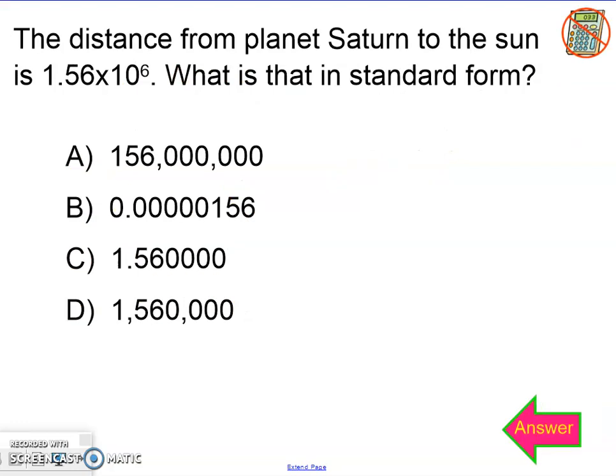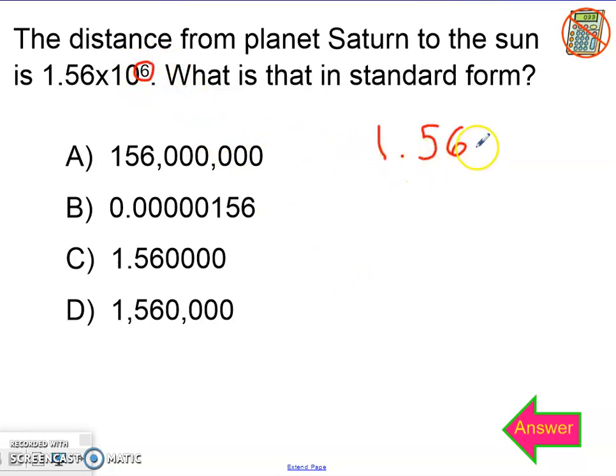Number 2, the distance from planet Saturn to the Sun is 1.56 times 10 to the 6th power. What is that in standard form? So now it wants me to take this number in scientific notation and convert it back into standard form. So I know I need to take the number 1.56, and I'm going to move the decimal as many times as the exponent tells me. Because the exponent is a 6, I'm going to move the decimal 6 times.